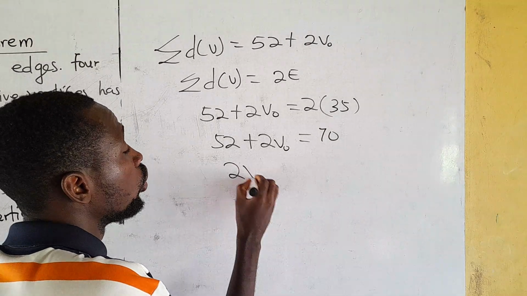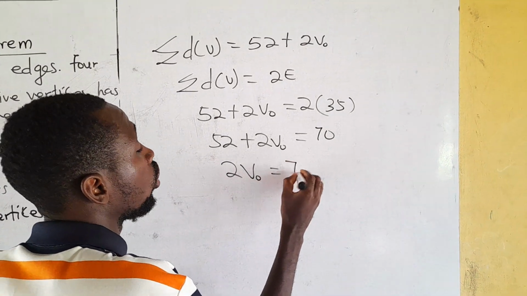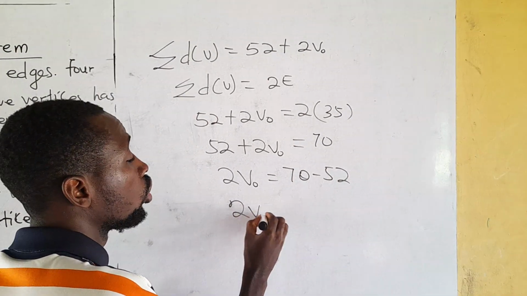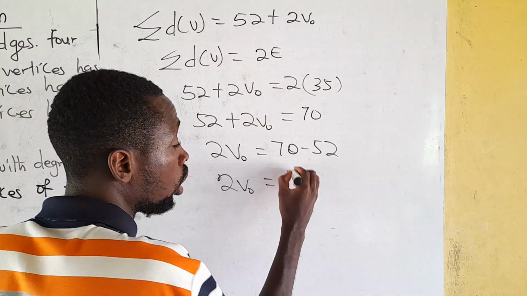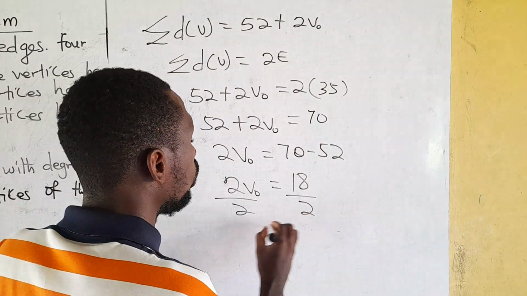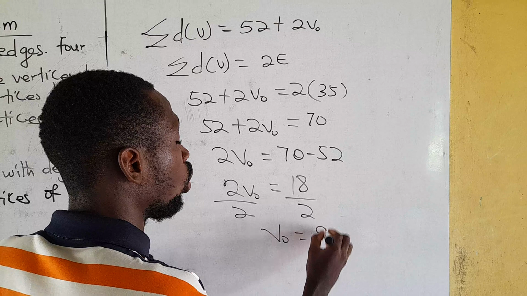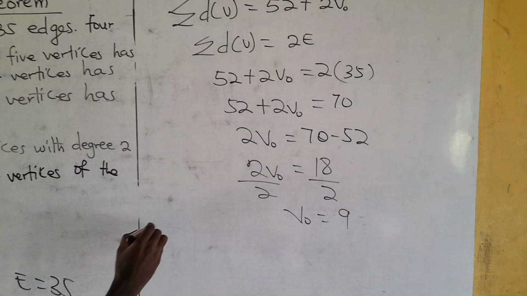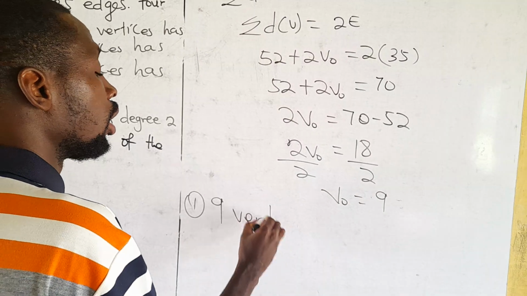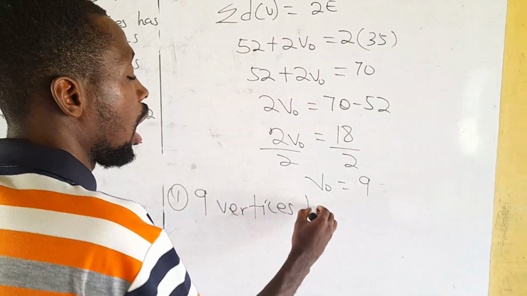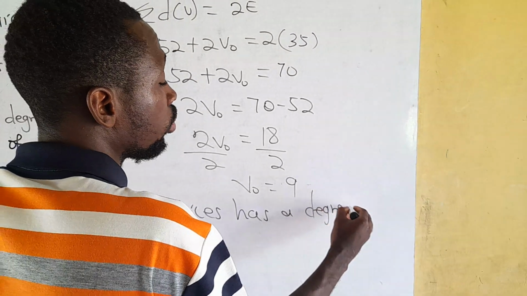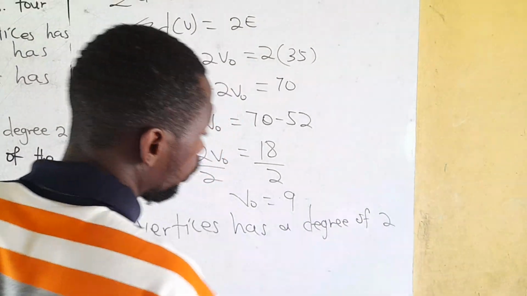Then we can say 2 v subscript 0 is equal to 70 minus 52. 2 v subscript 0 will be equal to 18. We divide both sides by 2. So our v subscript 0 will be equal to 9. Then we can say that 9 vertices have a degree of 2. I hope you get that.